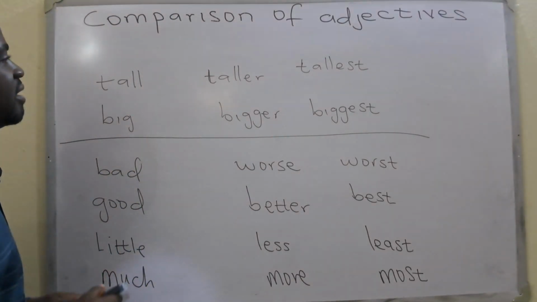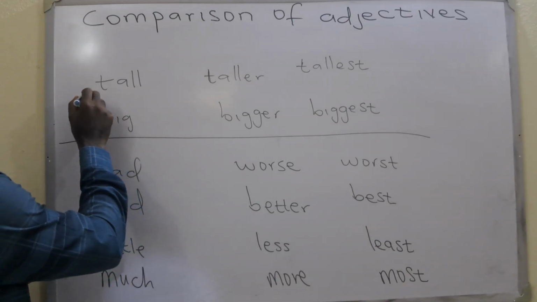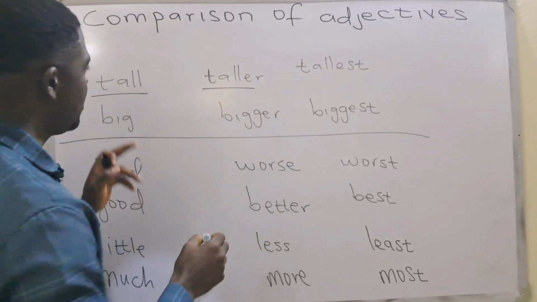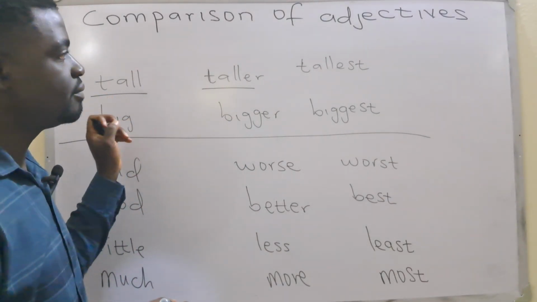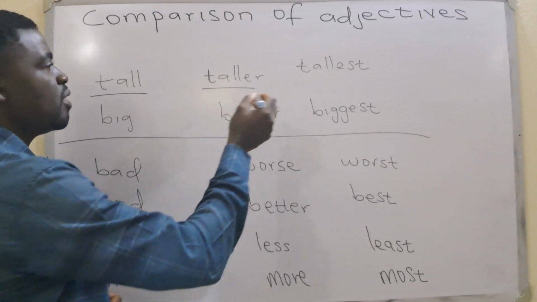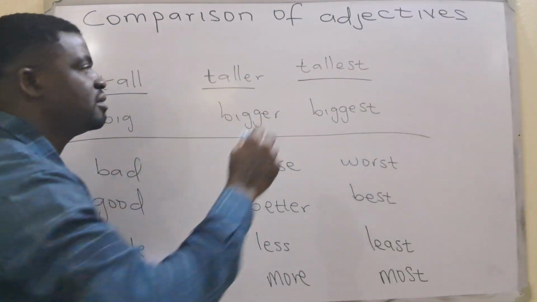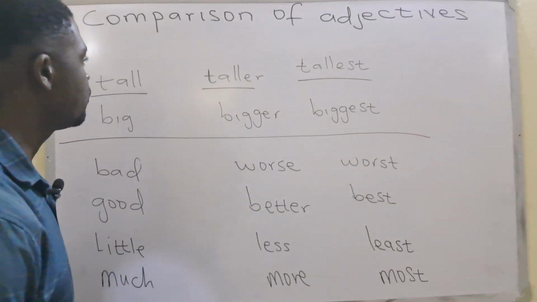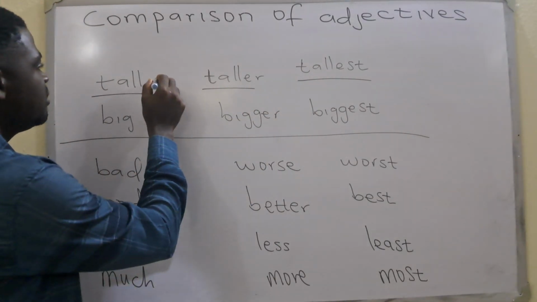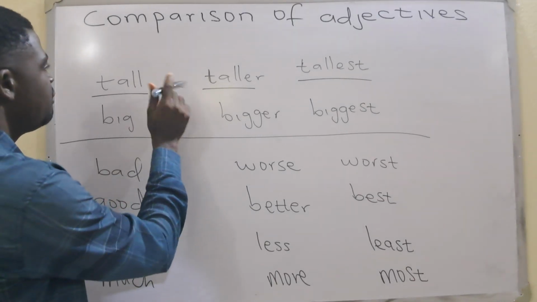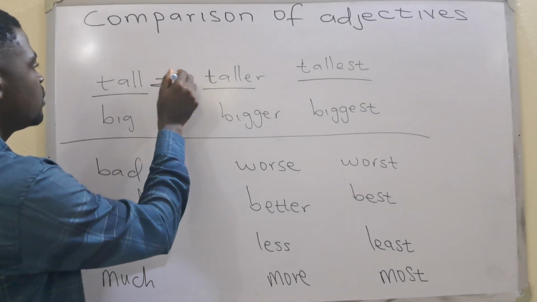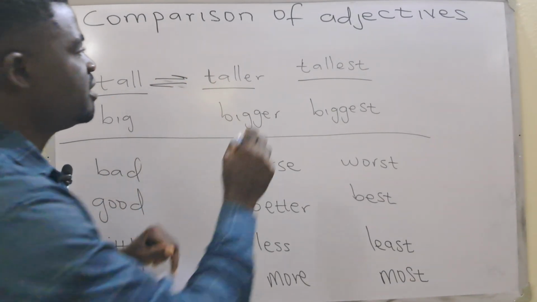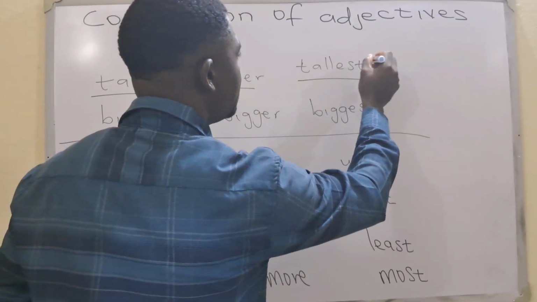So if you have, say, something that is tall, another thing could be taller than the one that is tall. And you could have another one that is even more than the second one. So you have tallest. If it is between these two, then you have the comparative form. Then this one is the superlative form.